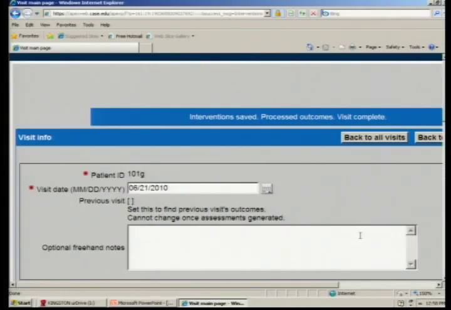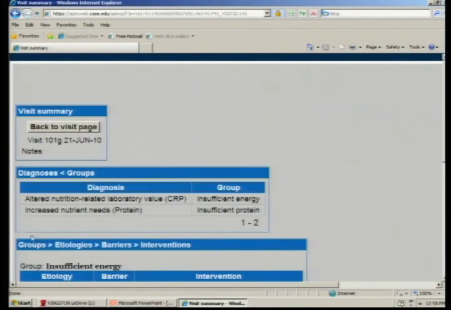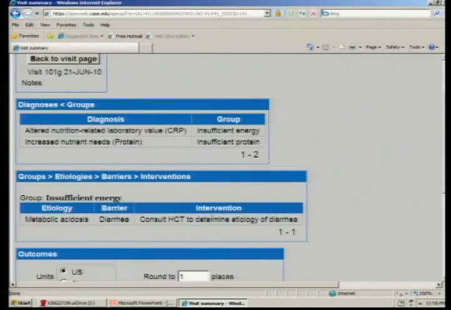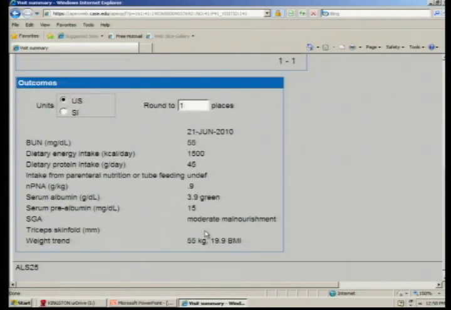So I'm going to save and generate outcomes, and these are the outcomes I'm going to want to look at next time to see if they've improved since baseline. If I click on my summary page, I get this nice little summary saying, here were the diagnoses I chose, here's the etiology, the barrier, and the intervention I chose, and these are my first baseline data. Next time I come, I'll be able to look at that and see if they've improved or not. Okay, and that's the whole scoop, full circle of our nutrition care process algorithm that relates to chronic kidney disease patients.